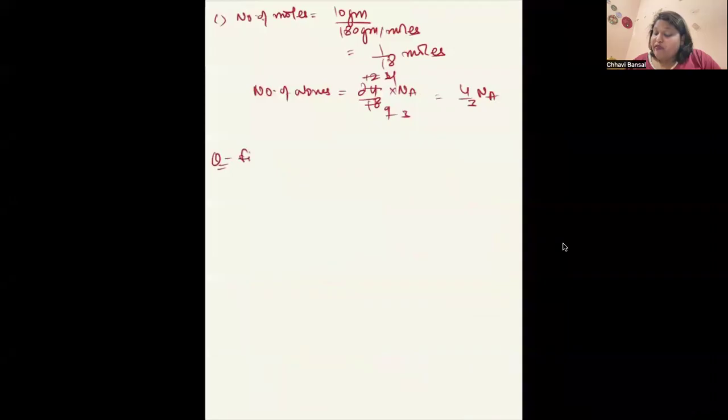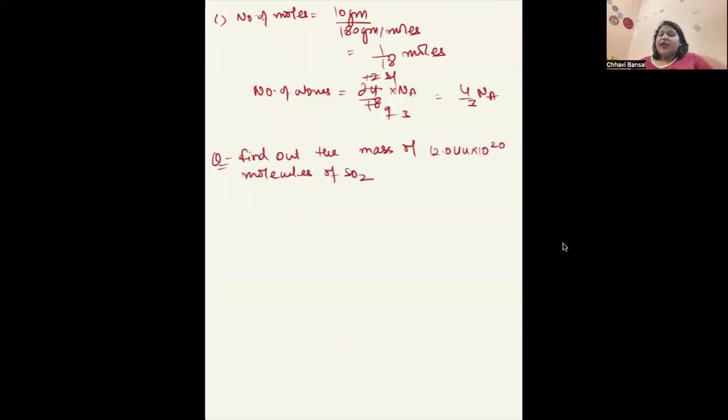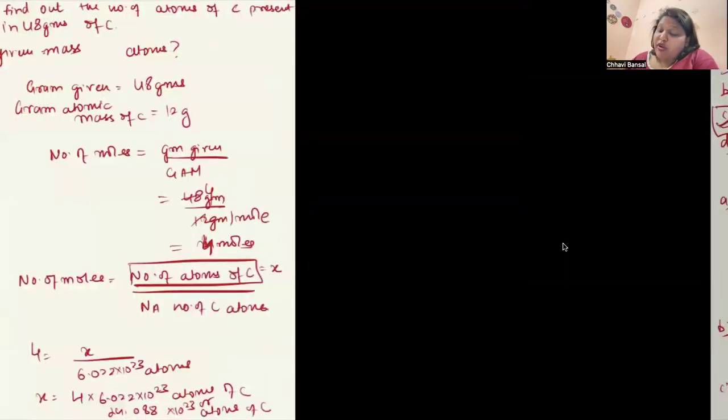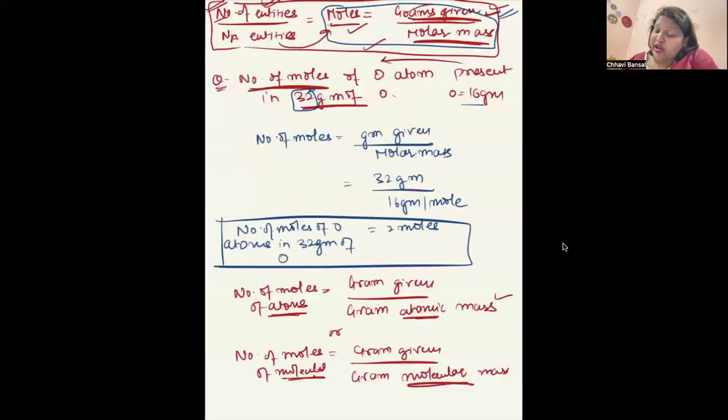question. Find out the mass of SO2 if mass of 12.044 into 10 raised to power 20 molecules of SO2. Fine. Now we have used the formula in this direction, right? This time we are going to use it in this direction.